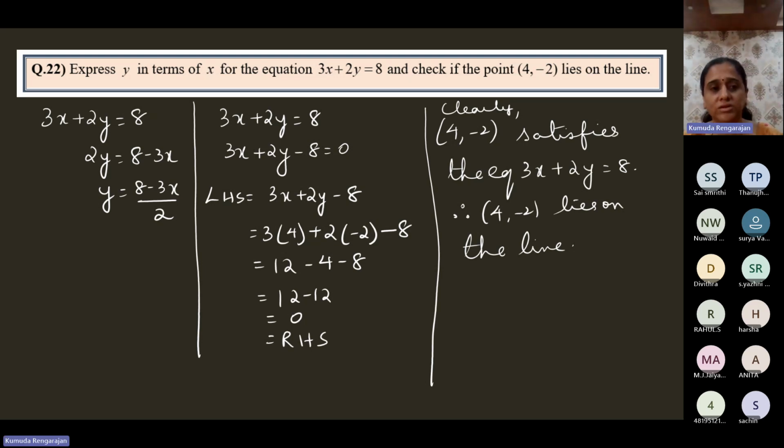So we have answered two things: express y in terms of x, and whether (4, minus 2) lies on the line. If this point lies on the line, then it will satisfy the equation. So we first write the equation in the standard form, then take the left hand side. For x we use 4, for y minus 2. And when we work it out, we get 0, which is the RHS. So LHS is equal to the RHS. That means the point satisfies the equation, which means it lies on the line.